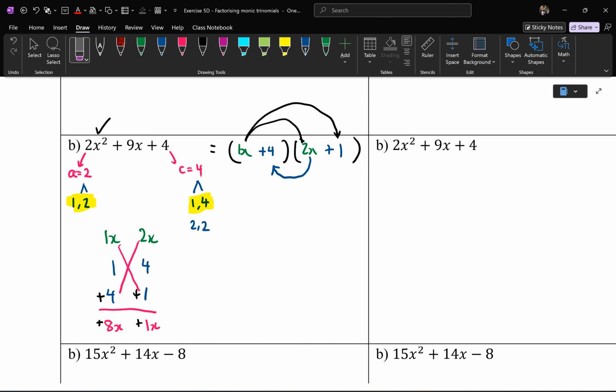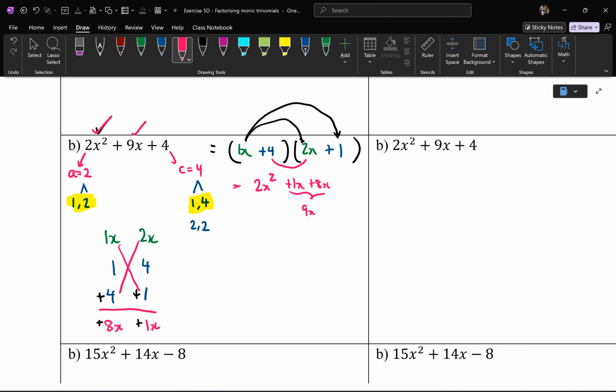So now let's test it. Let's see if it's actually correct. So if I expand it all, 1x times 2x does give me 2x squared. That's good. I get 2x squared, so we tick that one off. 1x paired with a 1 gives you plus 1x. 4 times a 2x gives you plus 8x. And together, that does give you 9x, so that ticks that one off.